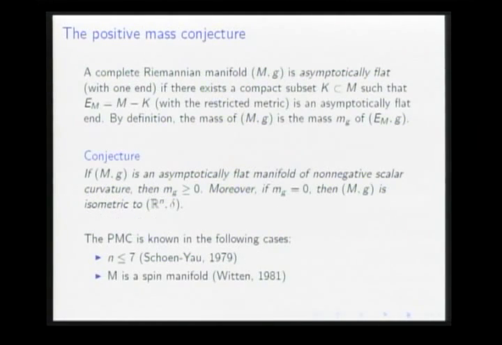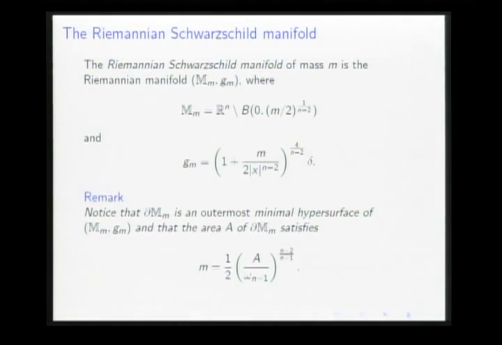All right, so let me talk about the Schwarzschild manifold, and this is going to give you the equality case in the Penrose inequality. So the Schwarzschild is this manifold here, which is just Rn minus a ball. This m is a positive parameter. It's going to be actually the mass of this metric. So with this metric here.